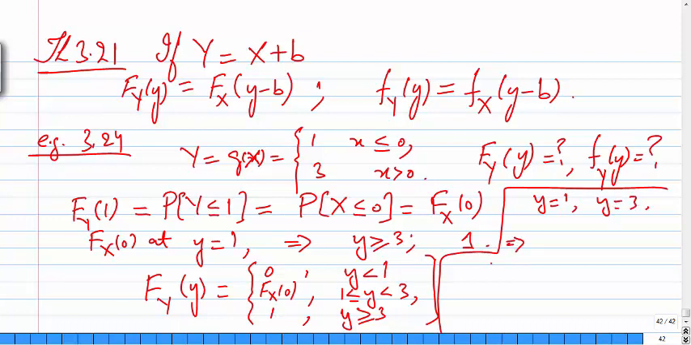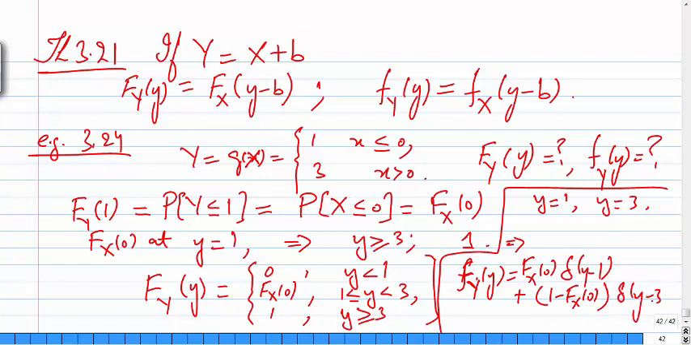So this implies that the PDF of Y is equal to F_X(0) delta at y minus 1 plus 1 minus F_X(0), that gives the value equal to delta minus 3. So this way we can easily calculate the PDF and CDF of a derived random variable. Now to further clarify, let us look at another example.